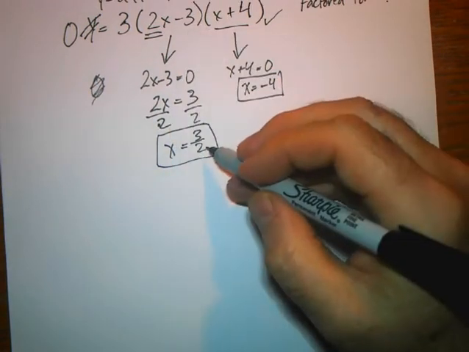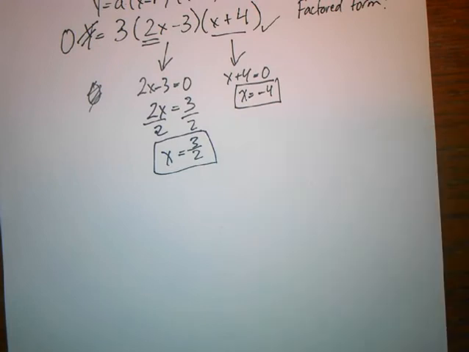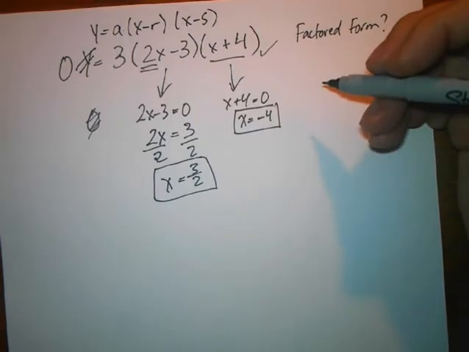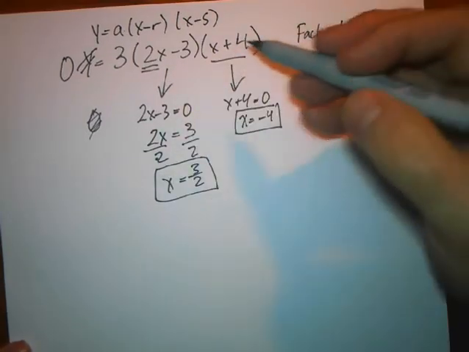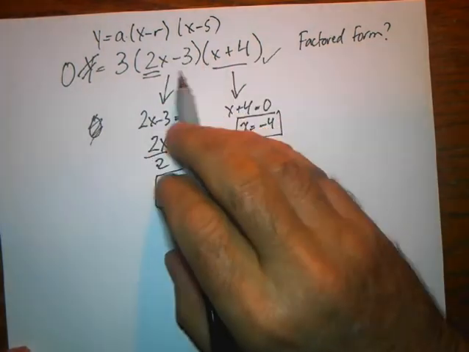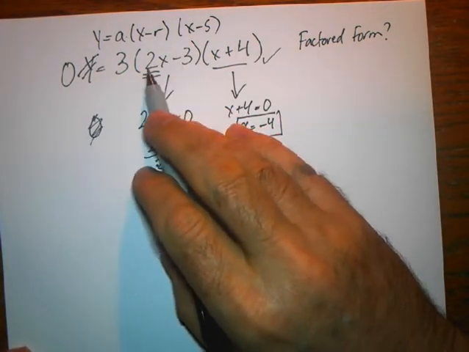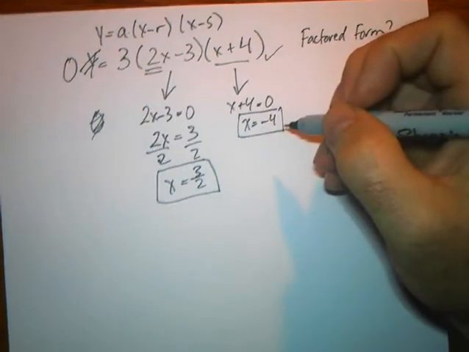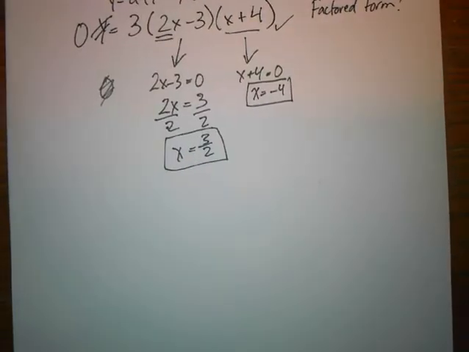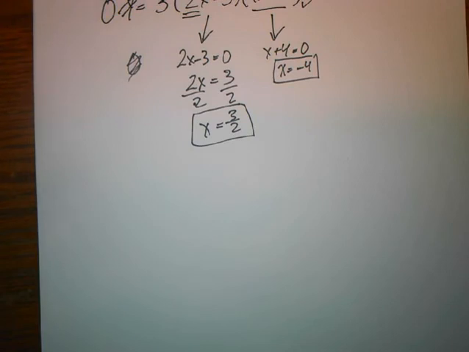If you don't want to do it this way every time, here's the shortcut. You basically take the opposite sign of that, so that would be positive 3, and divide by the coefficient of x, and get that. So hopefully this lesson shows you a bit more about factored form.